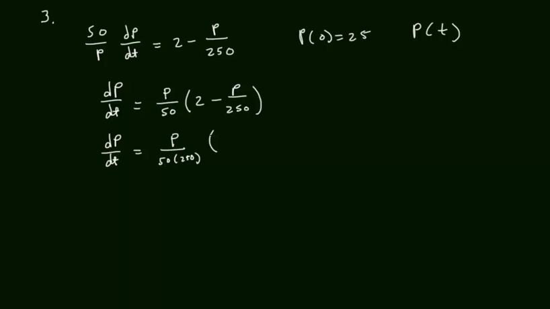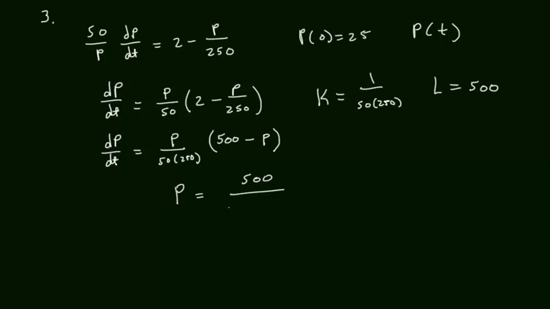Now when I factor out a 1 over 250 out of 2, it actually turns that into 500. See, if I would multiply it back in, it would give me 2 minus P. So there I have it. This tells me that big K is 1 over 50 times 250, and L is equal to 500. Gives me P equals 500 over 1 plus C star, e to the negative K times L.